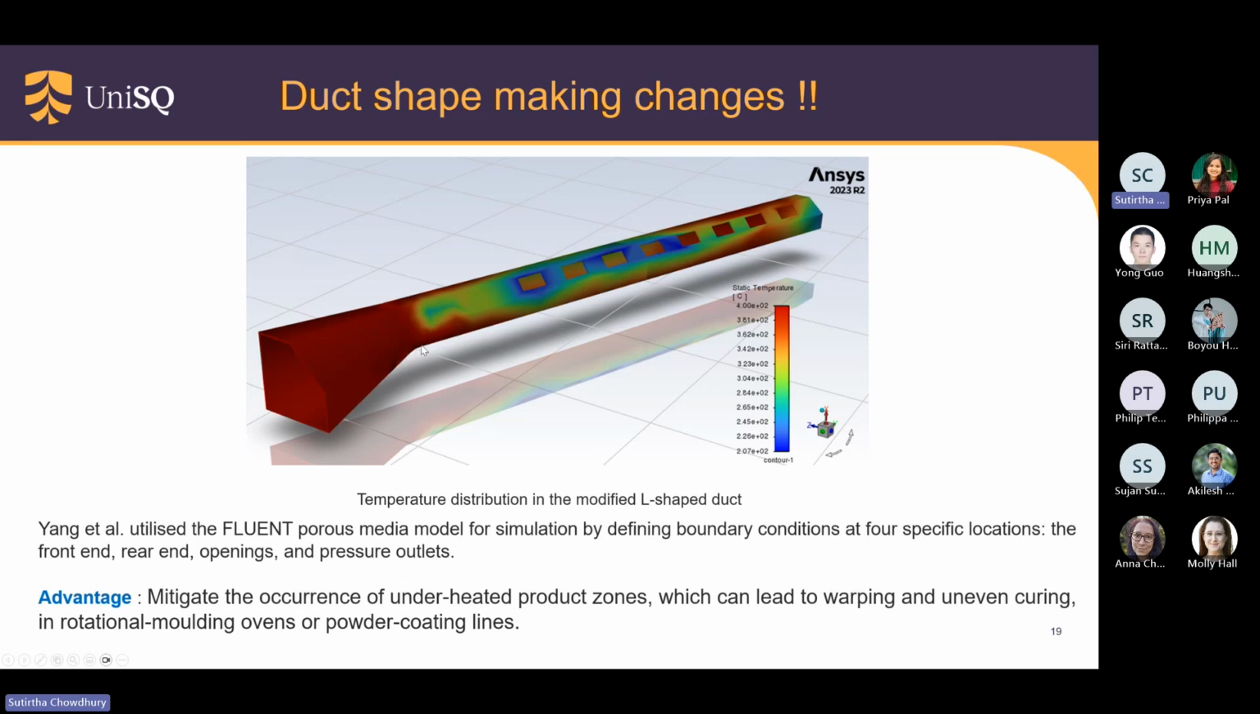Here we have made an L-shaped duct with the 8 outlets. Here we can see the duct outlets are giving almost on average 300 degrees Celsius all over the duct. Here, Young and her team utilized the Fluent porous media model for simulation by defining boundary conditions at 4 specific locations. It was our focus to use this technique. The advantage is to mitigate the occurrence of underheated porous zones, which can lead to warping and uneven curing in rotational molding ovens of the powder coating lines.